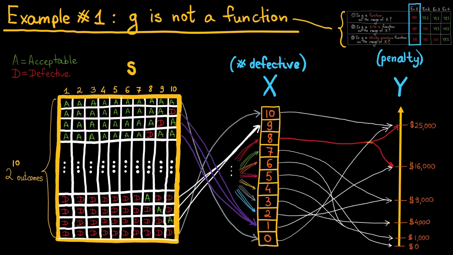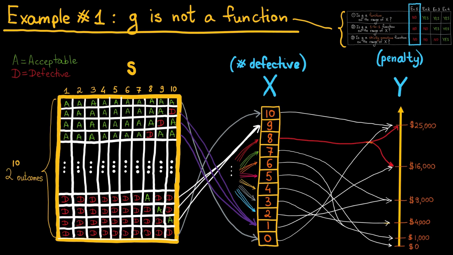Now suppose that this inspection team will then apply a penalty based on the number of defective items. Notice, however, that if there are 9 defective items, no penalty is specified. And if there are 8 defective items, the penalty is either 25,000 or 16,000. So we can think of calculating the penalty y by applying a transformation lowercase g to x.